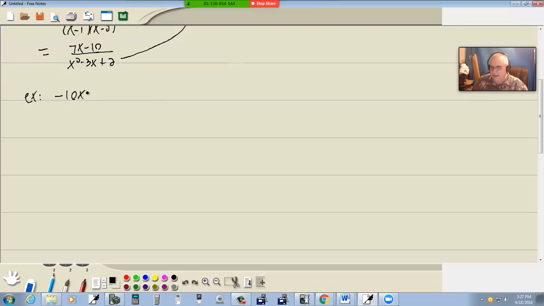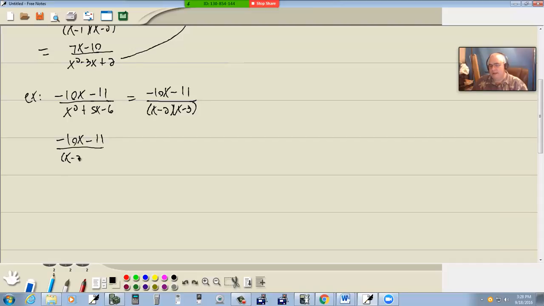We're going to look at negative 10x minus 11 over x squared plus 5x minus 6. Now first off, your denominator has to be factored. So this is negative 10x minus 11 over x minus 2, x minus 3.